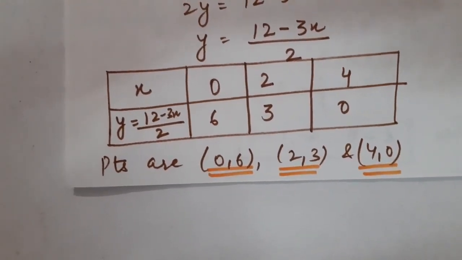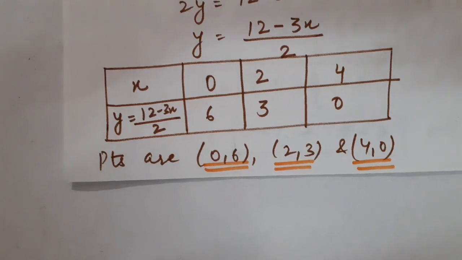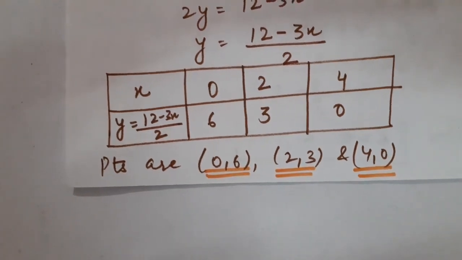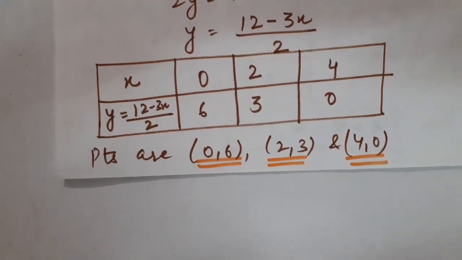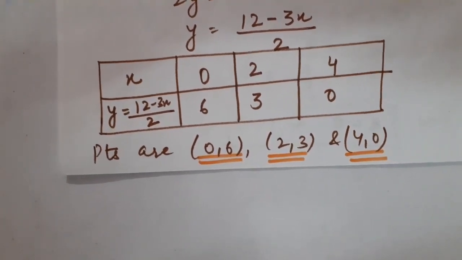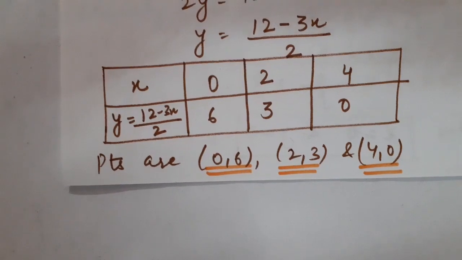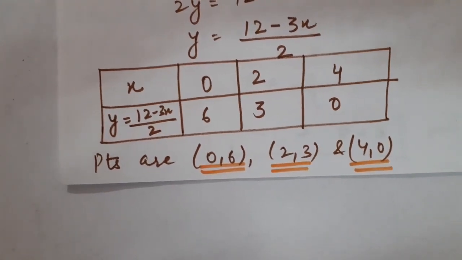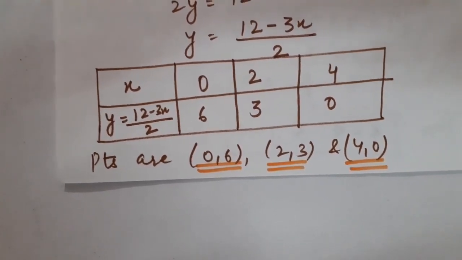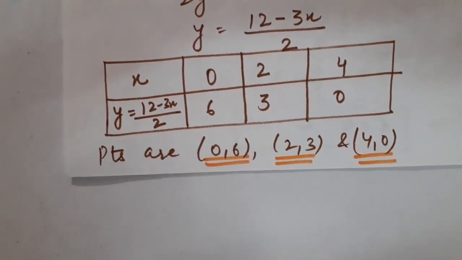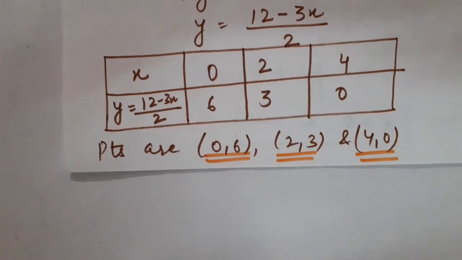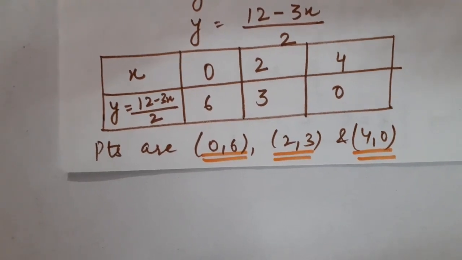See, here I have taken x is equal to 0. So what would be the value of y? y will be (12 minus 3 into 0) upon 2. 3 into 0 will give you 0, so 12 upon 2 will give you 6. Now I am going to put the value x is equal to 2. So 12 minus 3 into 2 means 12 minus 6. 6 upon 2 will give you 3. So the value of y will be 3.